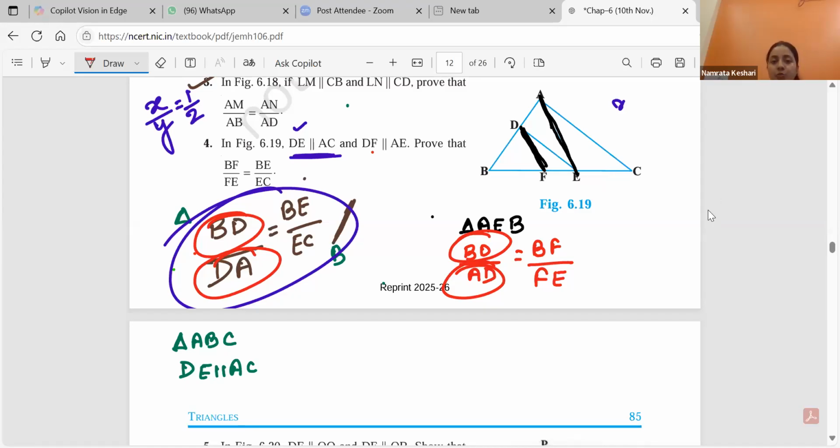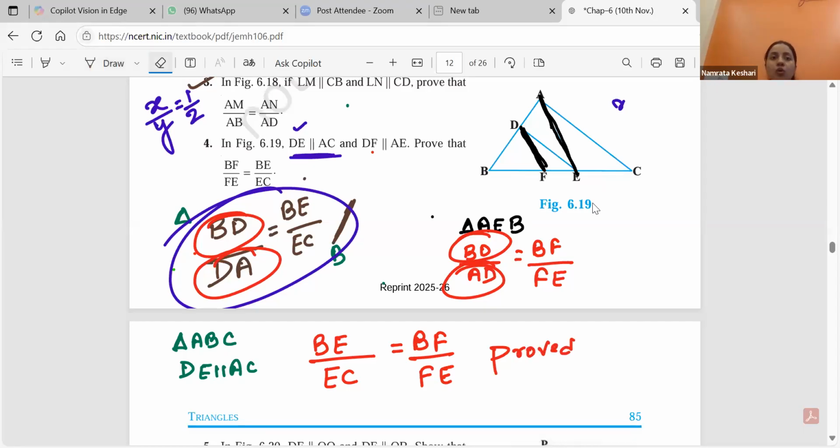Are we supposed to prove that only? Let's check it. Let me write it. Comparing these two ratios, we are getting BE by EC is equal to BF by FE. And just see the ratio: BF by FE equals BE by EC. Are we done with the proof? Yes or no? If you are thinking no, we are not done, then I am telling you we are done.